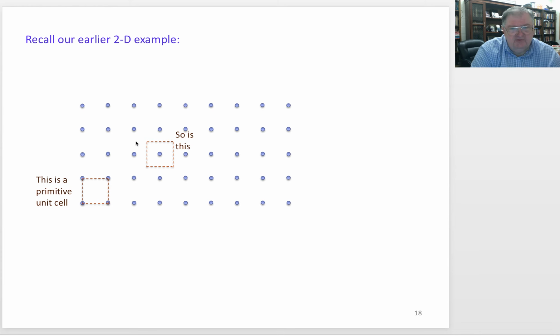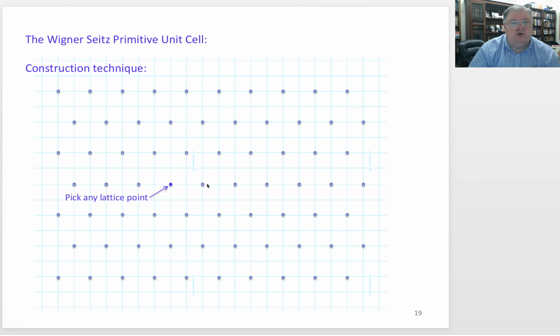This is the basis of the method of constructing the primitive unit cell that works for us. I said it's called the Wigner-Seitz primitive unit cell construction technique. I go to a point lattice. Here's a point lattice. I pick any point. So, okay, I pick that point for myself, right?